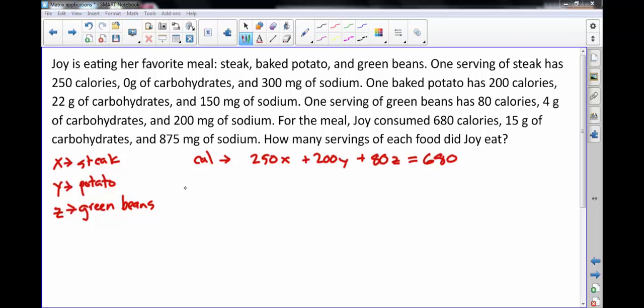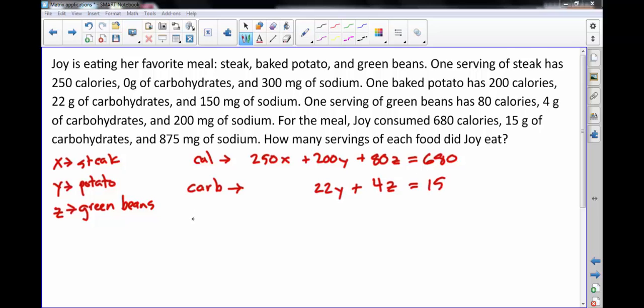Now we're going to repeat that with carbohydrates. So for the carbohydrates, it's 0x, so you can just leave that one out if you want. Then on to the baked potato, that's 22. And then the green beans would be 4. And she consumed a grand total of 15 carbs.